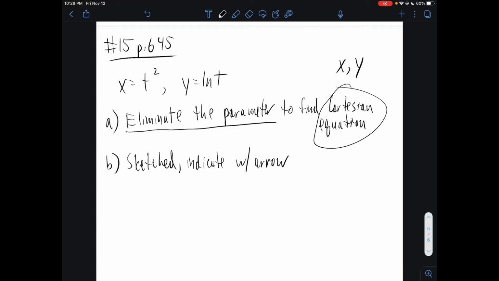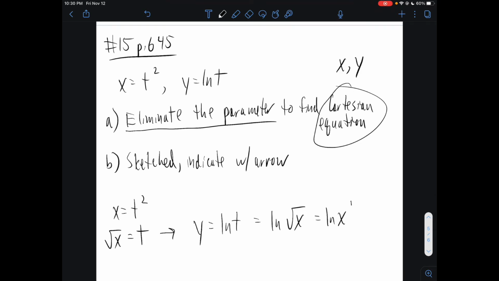Now I could certainly take x is equal to t squared and just use t as the square root of x. And then I could write y as the natural log of t, which is the natural log of the square root of x. And we could think of that as the natural log of x to the 1/2, which would be 1/2 ln x. That is definitely one way we could do this. y is equal to 1/2 natural log of x.